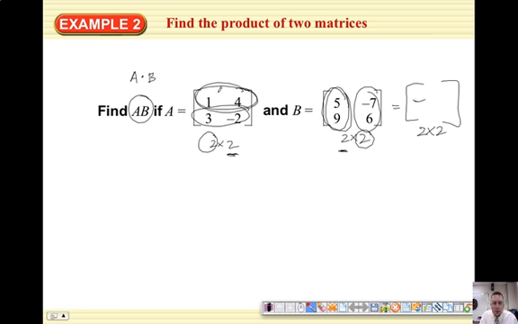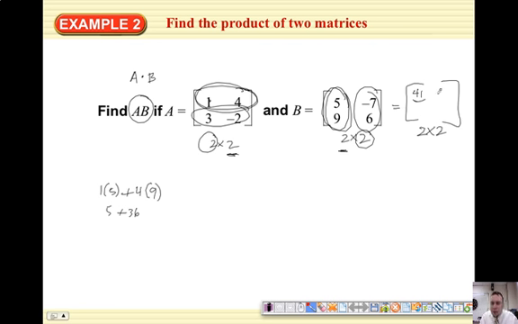Okay, so let's multiply. How do you multiply? First one times first one. 1 times 5 plus second one times second one. 4 times 9. Now we can do that in our head. 5 plus 36 equals 41. Goes right here. Okay, it's always going to be one row times one column. It's never going to be this plus this.